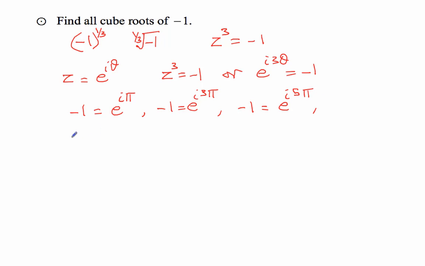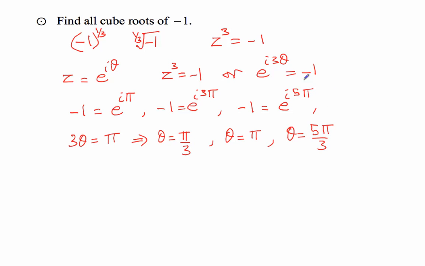In which case, the first possibility is that e to the i 3 theta is equal to e to the i pi, which means 3 theta is equal to pi. That means theta is pi by 3. Or e to the i 3 theta is e to the i 3 pi, which means theta is pi. Or 3 theta is equal to 5 pi. So theta will be 5 pi by 3.